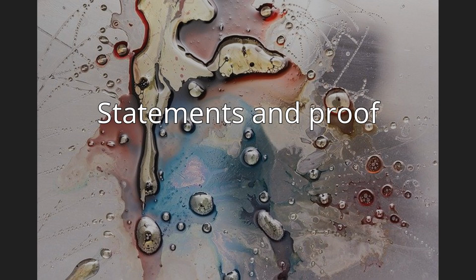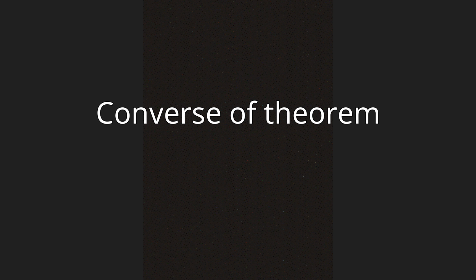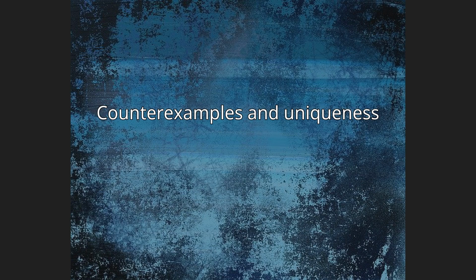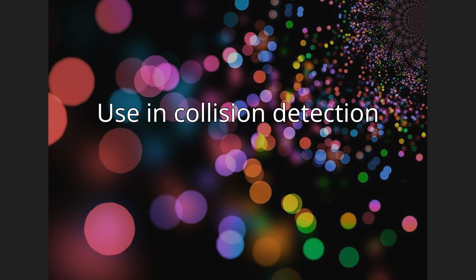Statements and proof. Converse of theorem. Note that the existence of a hyperplane that only separates two convex sets in the weak sense of both inequalities being non-strict obviously does not imply that the two sets are disjoint. Both sets could have points located on the hyperplane. Counterexamples and uniqueness. Use in collision detection.